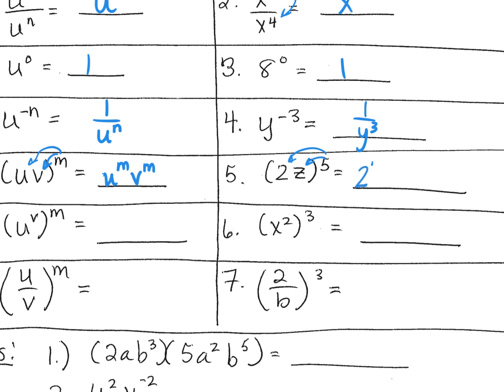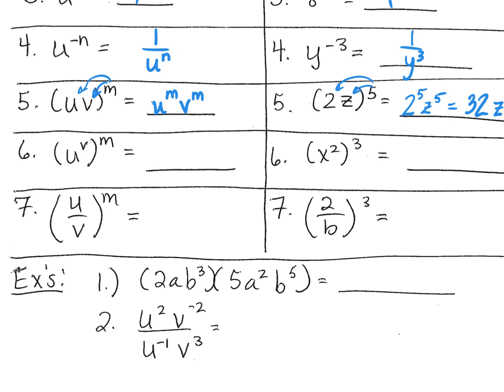Two to the z to the 5th. Now 2 to the 5th power: 2, 4, 8, 16, 32. So this would become 32 z to the 5th. Okay?